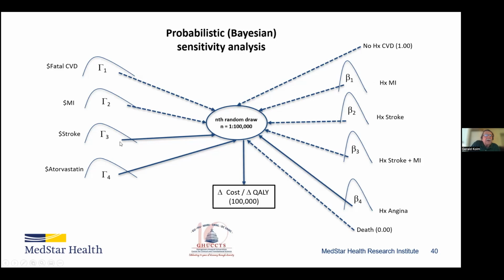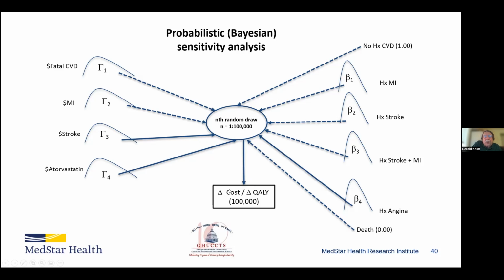Say we have a patient that's had a stroke. We have the cost of that, and they're taking atorvastatin, so the cost of that goes into our calculation, and they have a history of angina. So that would go into the calculation here. And so we do this a large number of times. So this might represent one of our random draws out of 100,000 that we're going to do.